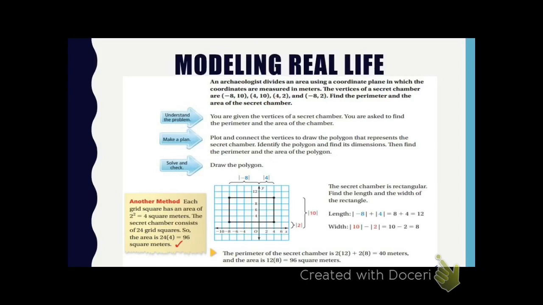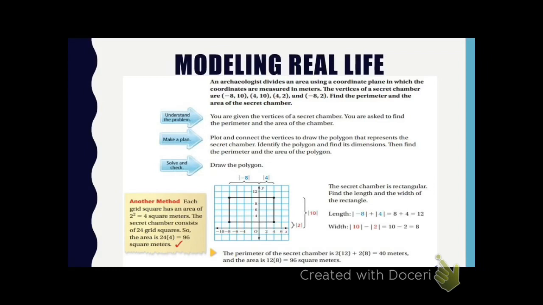First, let's understand the problem. We are given the vertices of a secret chamber, and you are asked to find the perimeter and the area of the chamber. So I know I need to find perimeter and area. So I'm going to need to make a plan. The first thing I need to do is plot and connect the vertices to draw my polygon that represents the secret chamber. They did that for us right here. They took the coordinates -8, 10, 4, 10, 4, 2, and -8, 2, and they've drawn their secret chamber.